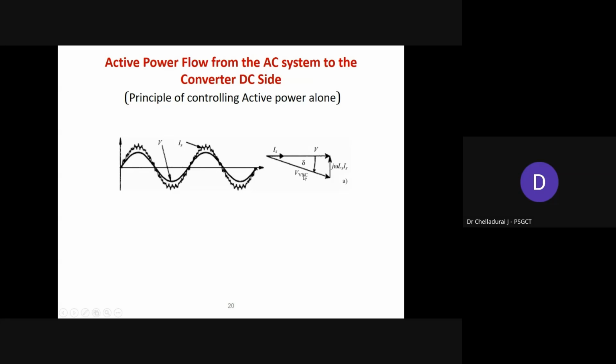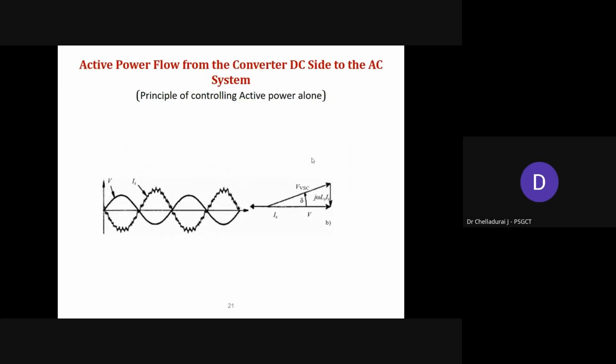But here the inverter voltage phase angle lags with respect to the voltage, and the phase angle, if you are going to maintain it to get the current in phase with respect to the grid voltage, then unity power factor operation is possible. The second case is just the opposite. So active power flows from the converter DC side to AC.